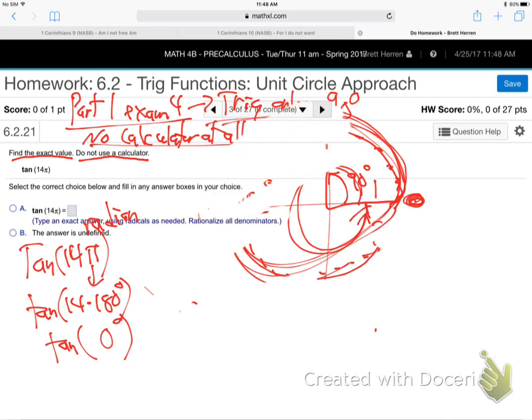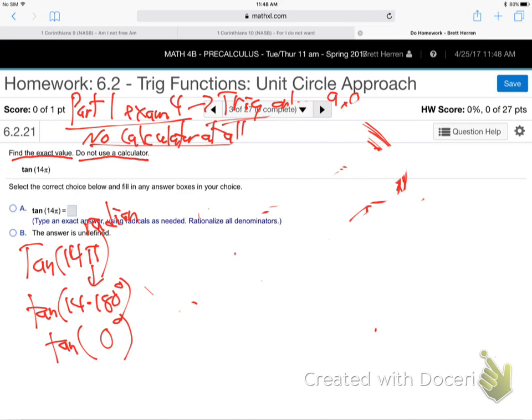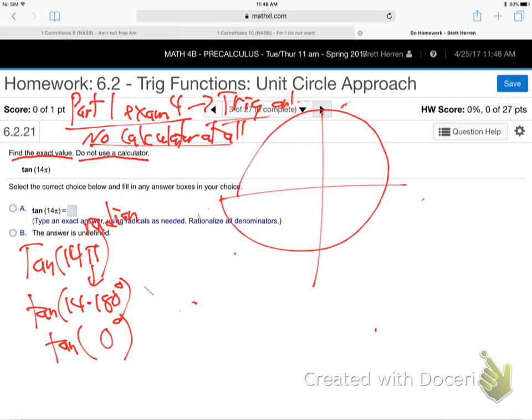You with me? I'm in a mess out of this. Let me clean it up a little bit. But yeah, when all is said and done, I hope I'm making some sense out of this. When all is said and done, we're back here at 0 degrees, right? Because 14 pi is the same as 0 degrees, because it's 7 full circles. So what then? Well, they're basically asking me the tangent of 0 degrees. So how do you do that?